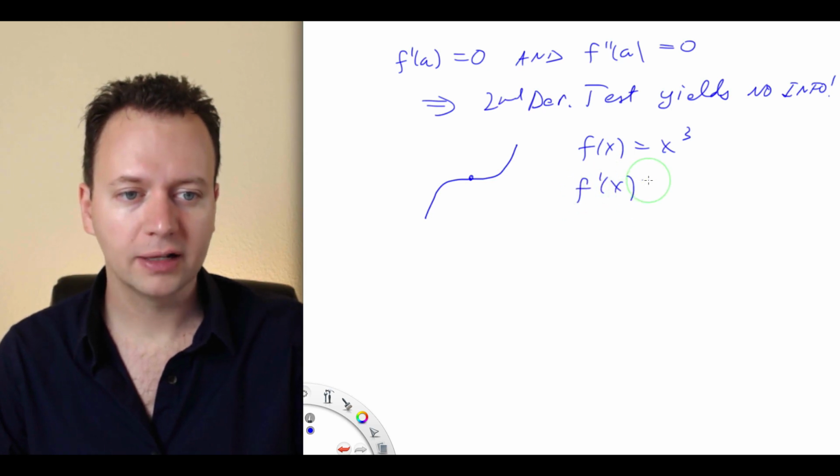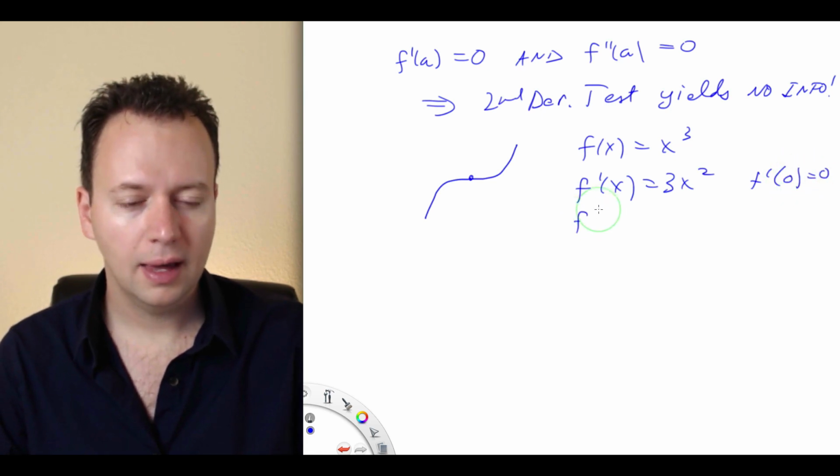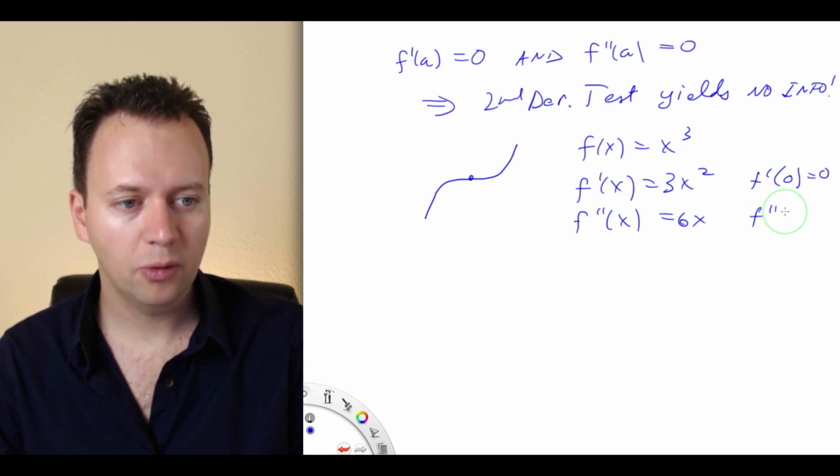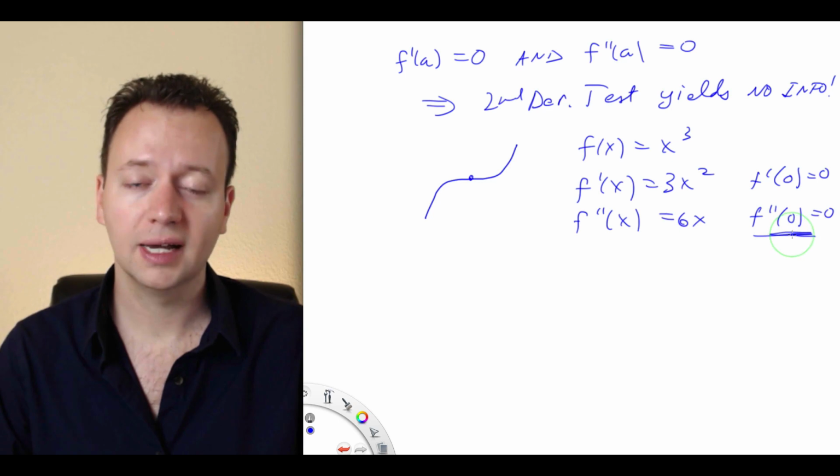So f prime of x would be 3x squared. So clearly it's a critical point. f prime of 0 is equal to 0. f double prime of x is 6x. f double prime of 0 is equal to 0. So this says no information from the second derivative test.